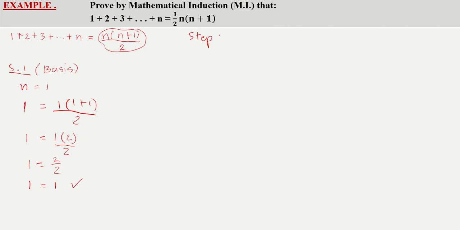I'll be writing here our step 2. Step 2 states that we assume, this is an assumption where n is equal to k, which means we substitute k to the variable n in our original given. Therefore, the given will become 1 plus 2 plus 3 plus so on plus n, which is equal to 1/2.